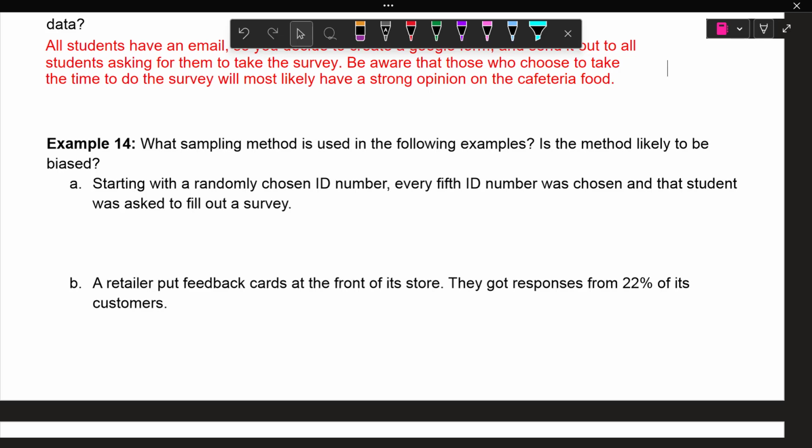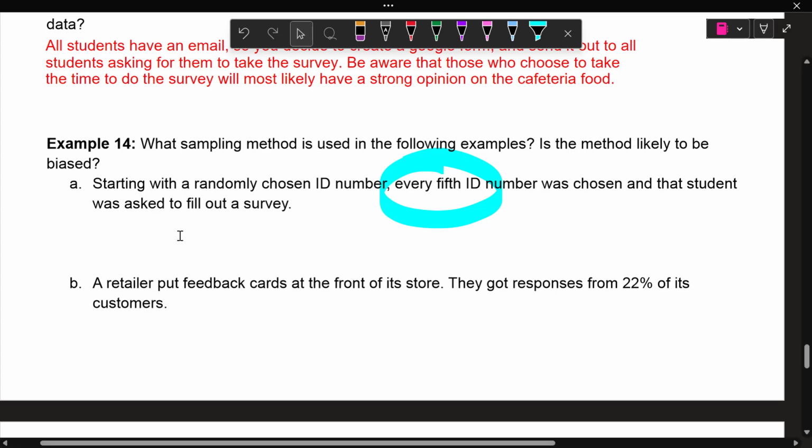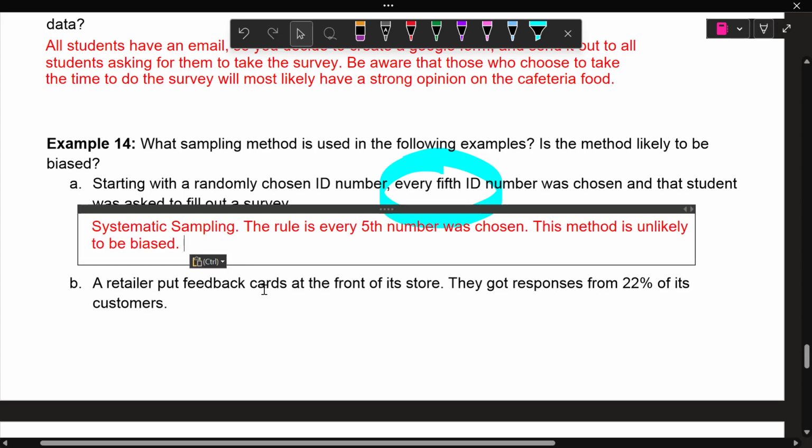All right. What sampling method is used in the following examples? Is the method likely to be biased? So letter A, starting with a randomly chosen ID number, every 5th ID number was chosen and that student was asked to fill out a survey. Every 5th. That's our rule. That's a system. So when we have a rule and we're keeping the same every 3rd, every 5th, every 4th person, we're talking about systematic sampling. The rule's every 5th person. And it's unlikely to be biased. It's a pretty good sampling method.